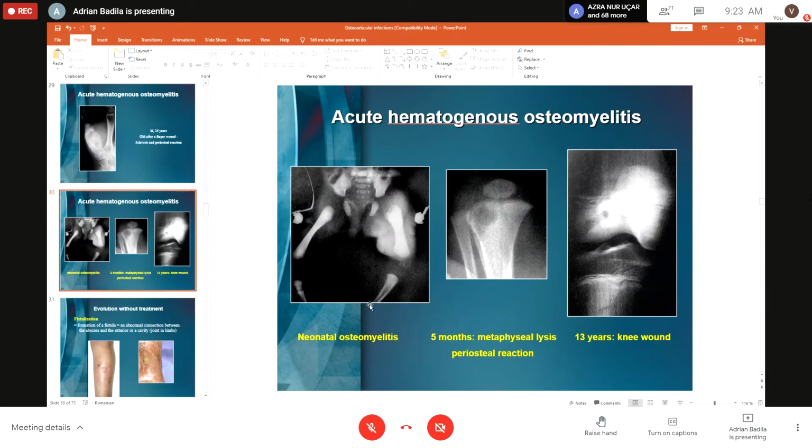Other image, neonatal osteomyelitis at the level of the left femur, metaphysealysis with periosteal reaction in the proximal part of the tibia. Here we have the growth plate. This is the bone osteolysis, and here we have the periosteal reaction. And another image in a male patient of 13 years old, after a knee wound, we have an osteolytic lesion at the level of the distal epiphysis of the femur.